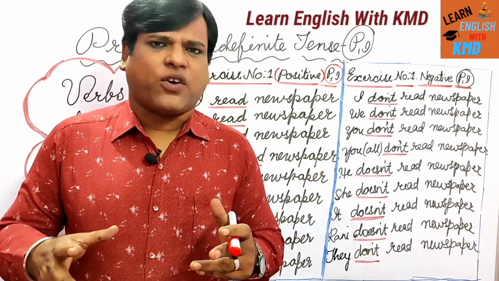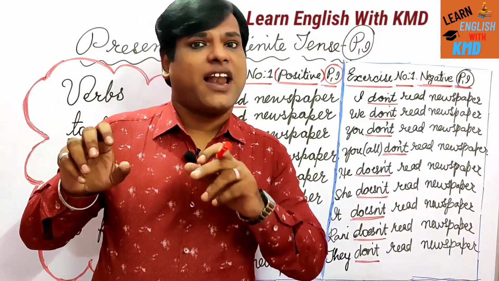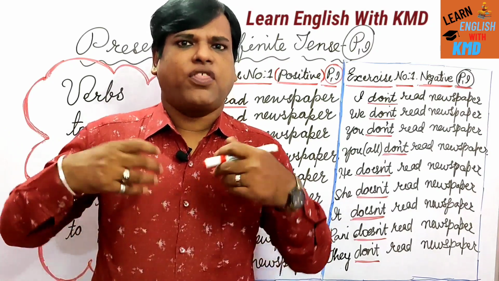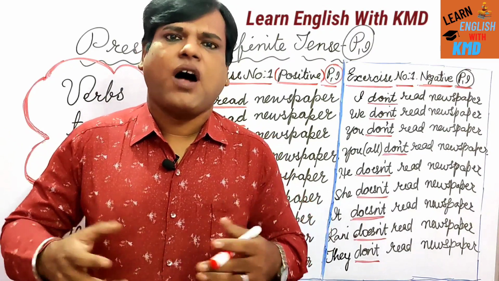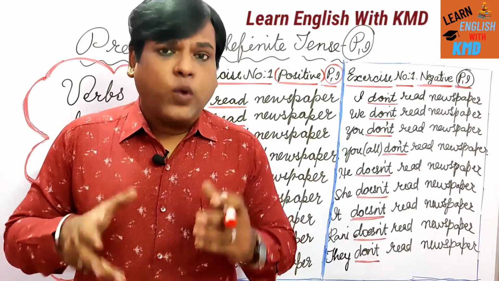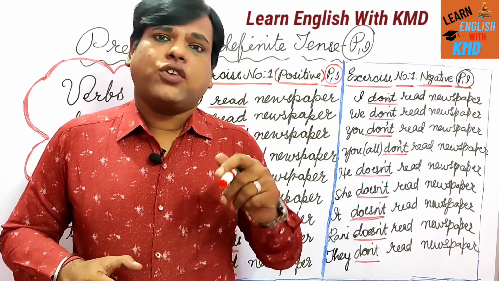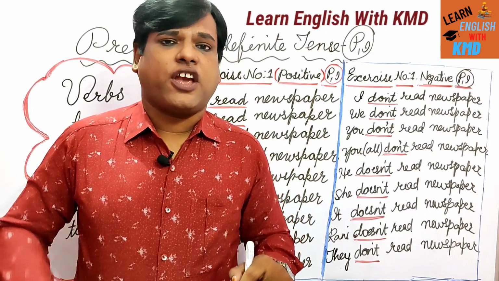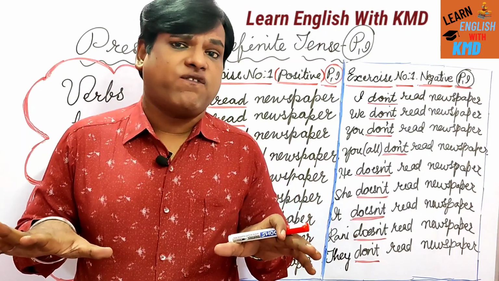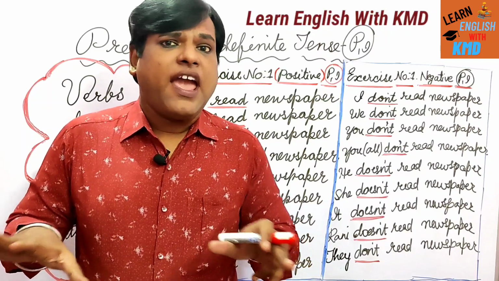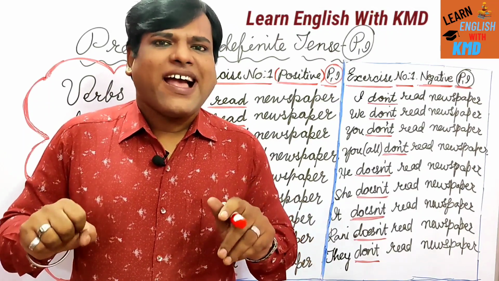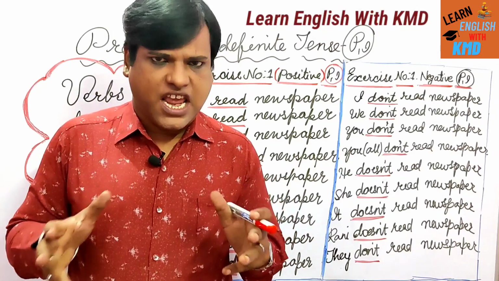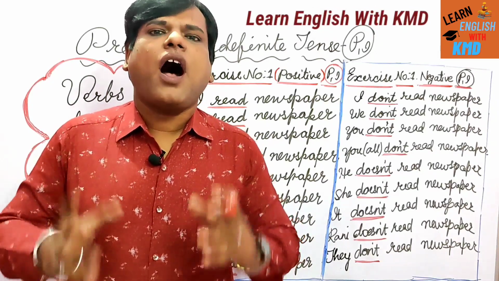I made it very clear in my previous video that verb is classified into four: first form of verb, second form of verb, third form of verb, and fourth form of verb. I made it absolutely clear that you've got nothing to do with second form of verb, third form of verb, and fourth form of verb. As far as the formula for present indefinite tense is concerned, we often use first form of verb.